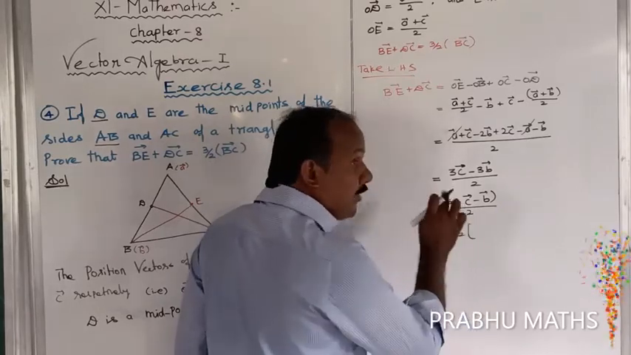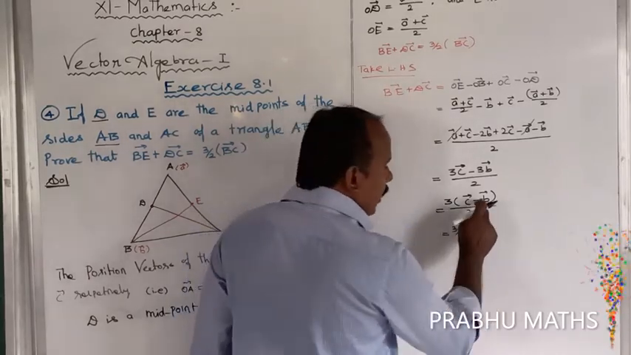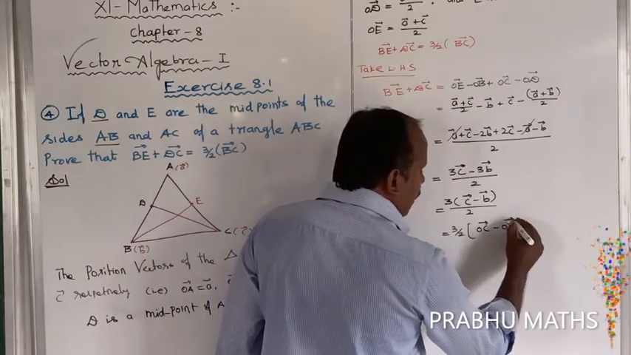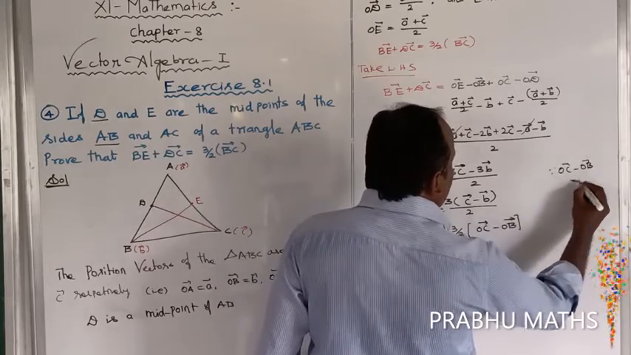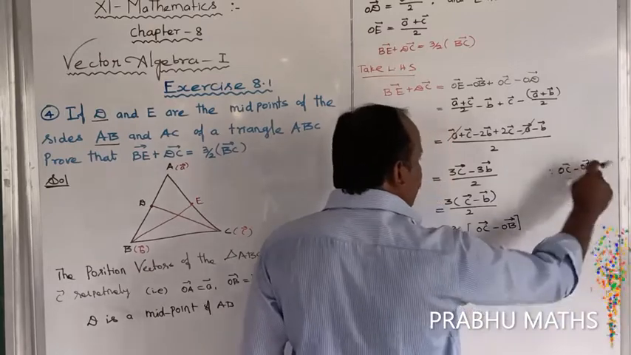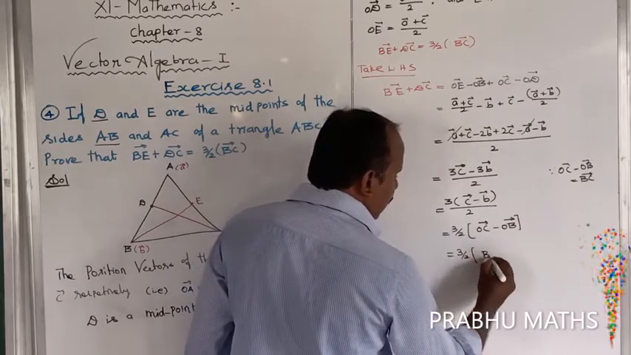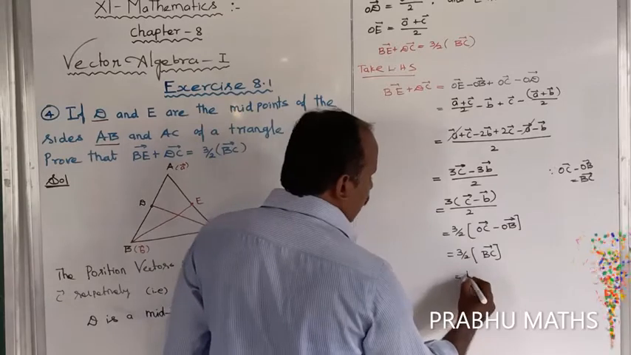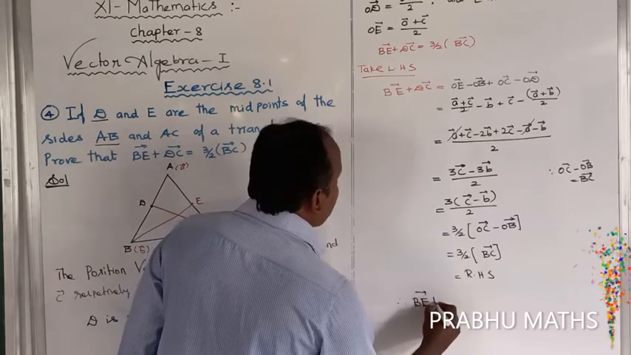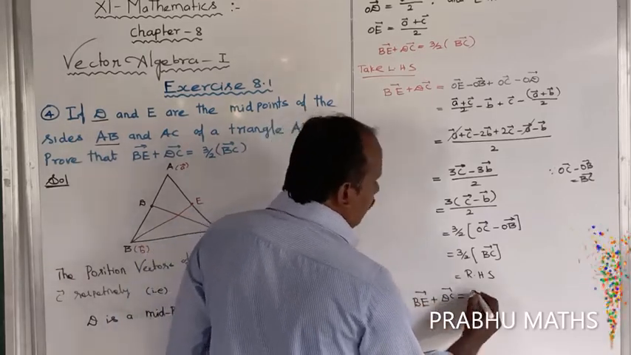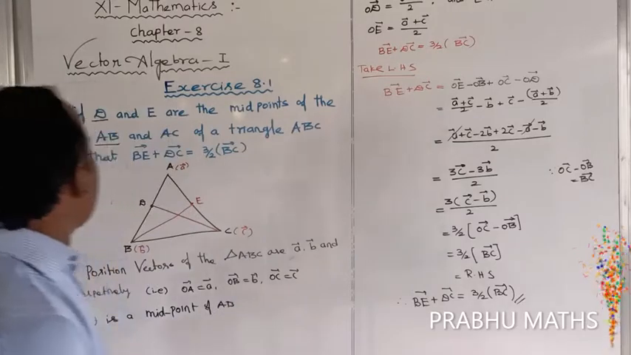The position vector of C is OC vector and of B is OB vector. So OC minus OB is equal to BC vector. So 3 by 2 into BC vector is equal to the RHS. Therefore BE vector plus DC vector is equal to 3 by 2 into BC vector. Hence proved. Very good.